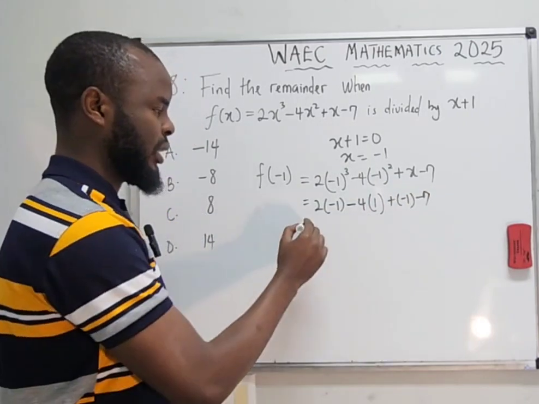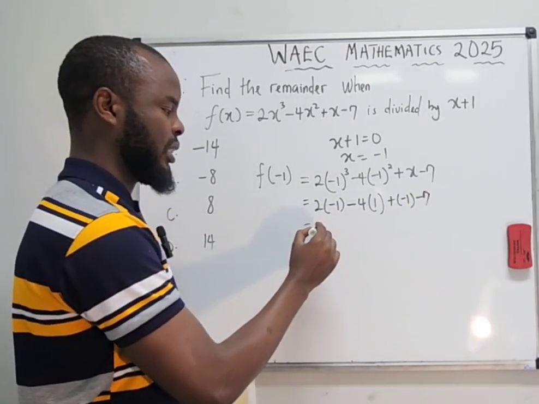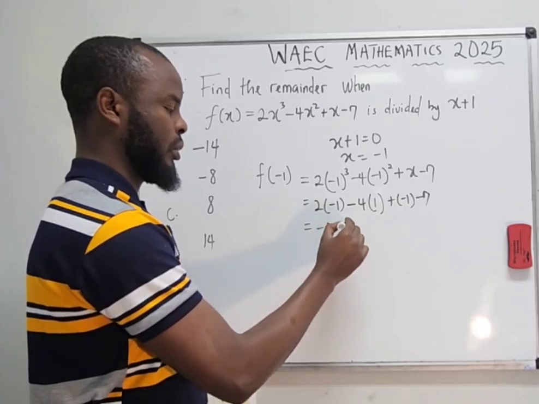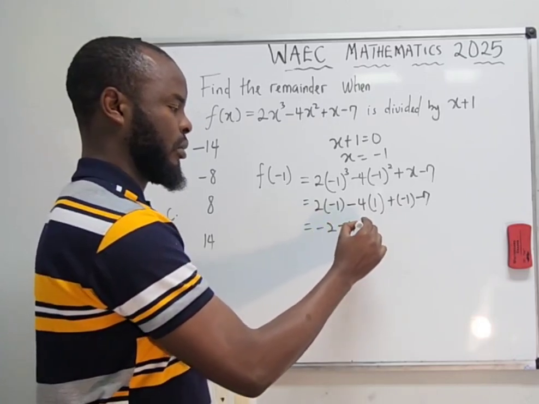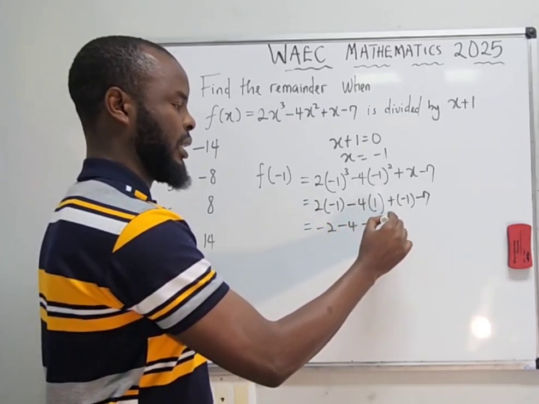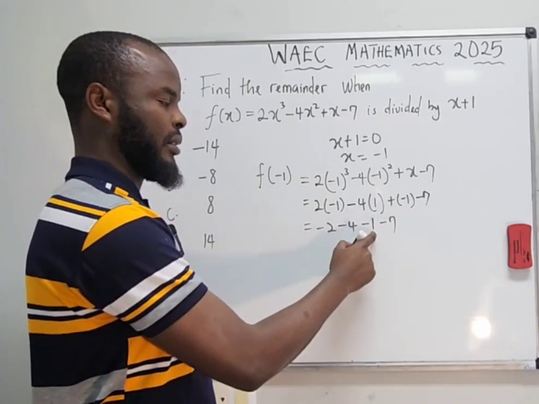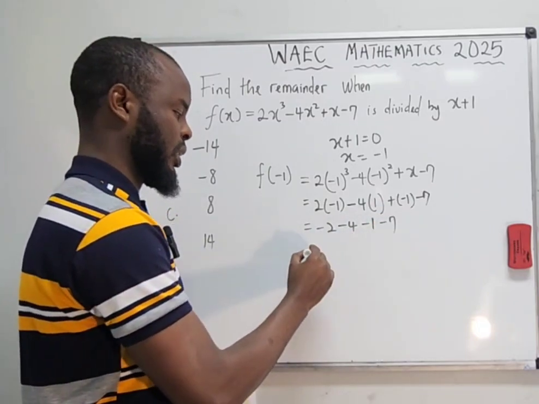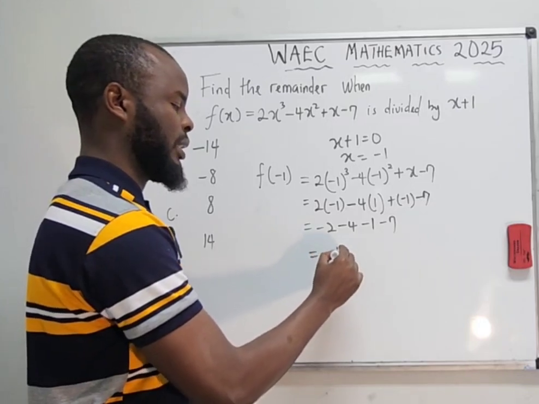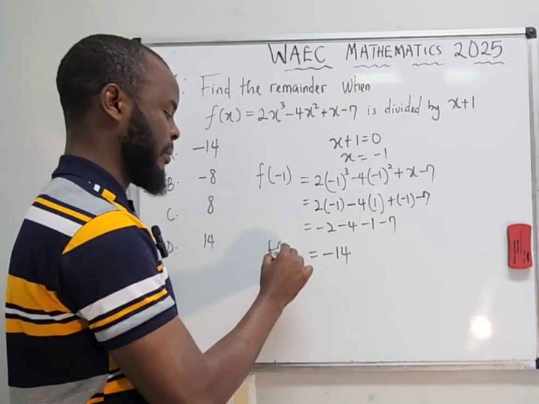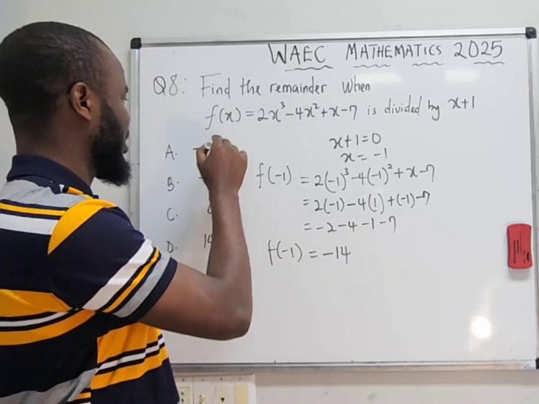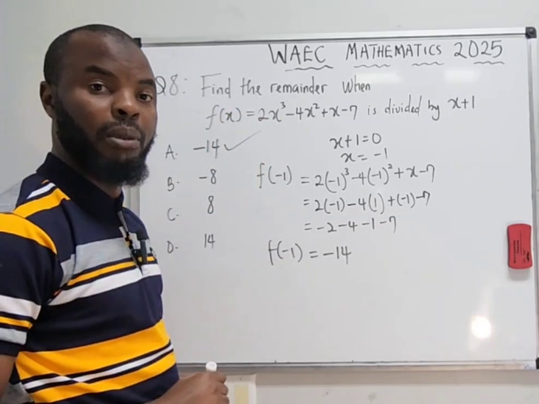Now, to simplify further here, we have 2 times negative 1 is negative 2, negative 4, negative 1, and negative 7. 2, 4, 1, 7 plus 7, which is 14. So our answer is negative 14. So the remainder is going to be this, which is option number A.